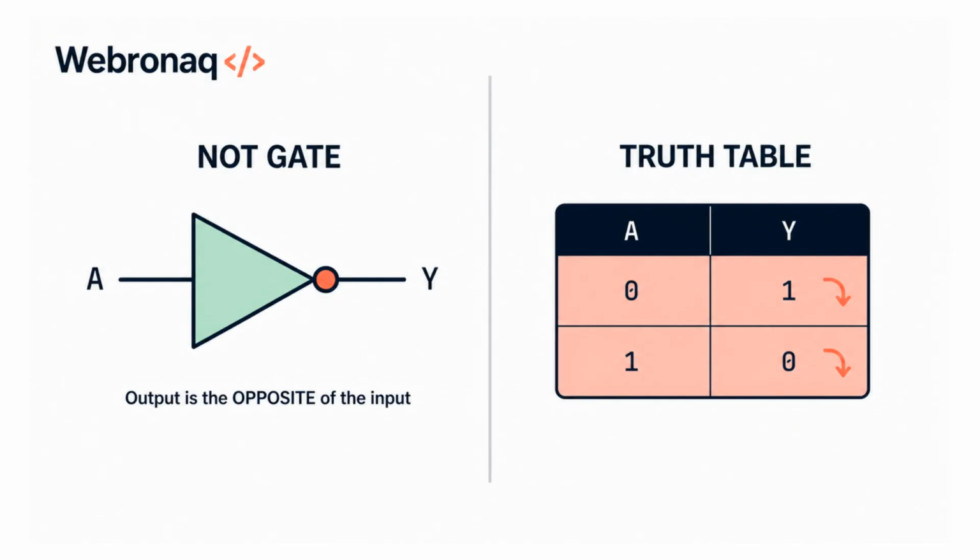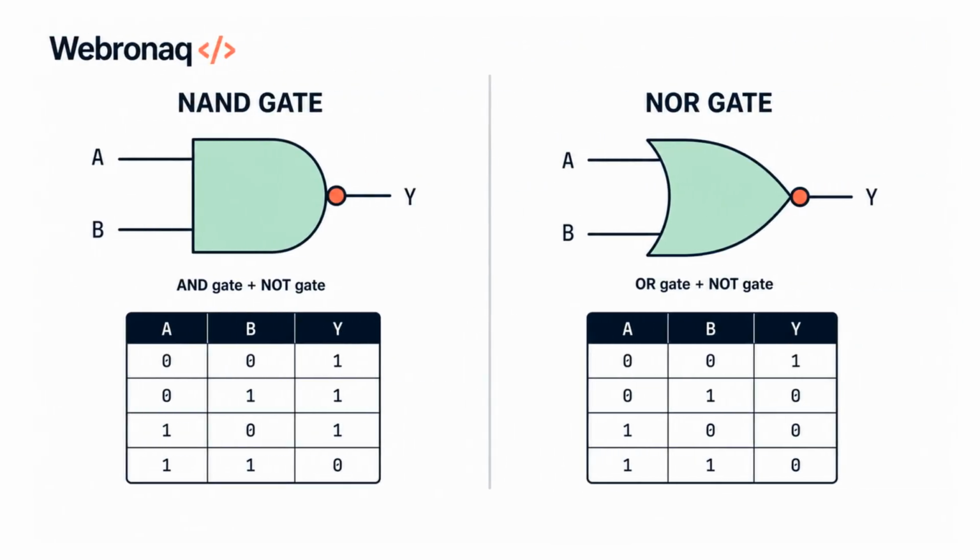Keep an eye on that bubble, because it's about to show up again in the next two gates. All right, now let's combine what we've just learned. If you take an AND gate and stick a NOT gate at the end of it, you get a NAND gate, short for not AND. The output is just the AND gate's result flipped. So instead of giving you a 1 only when both inputs are 1, NAND gives you a 0 only when both inputs are 1. Every other combination produces a 1.